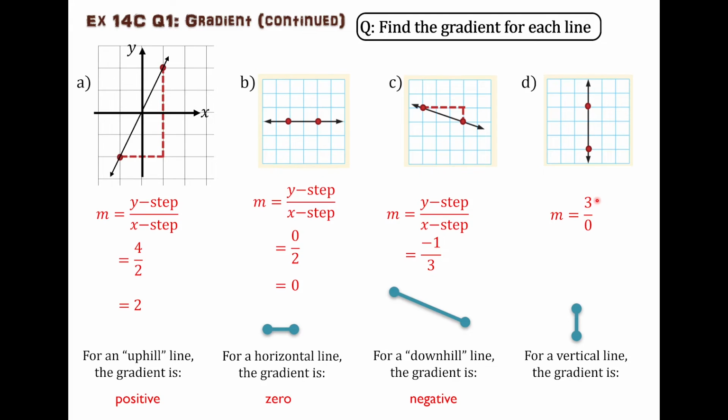What's 3 divided by 0? It's undefined. It doesn't have an answer. You can think of it sort of like infinity, but instead of saying infinity, we say that it's undefined. It has no proper answer. So for a vertical line, the gradient is undefined. And you'll just say that. The gradient is undefined. Cool.